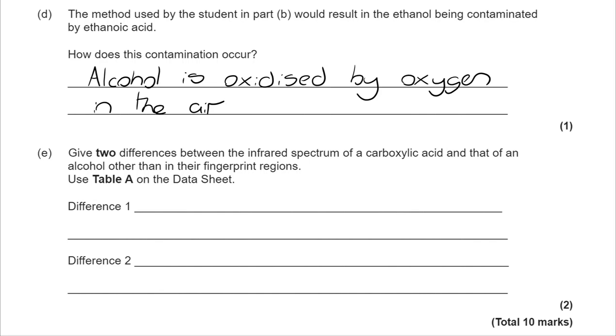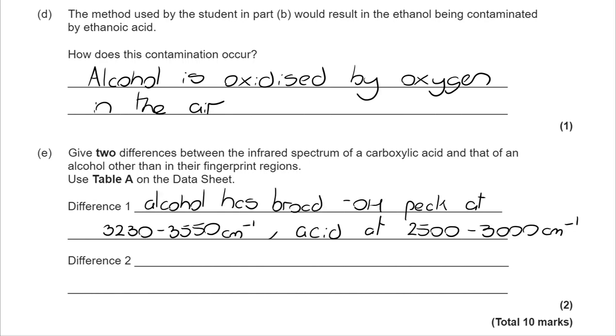On to part E, give two differences between the infrared spectrum of a carboxylic acid and that of an alcohol, other than the fingerprint regions. So this is a year 13 topic, structural determination. The two key differences, and you've got this information actually on your data sheet. Alcohol would have a broad OH peak between 3230 and 3550, whereas the acid would have that broad peak at 2.5 to 3000.